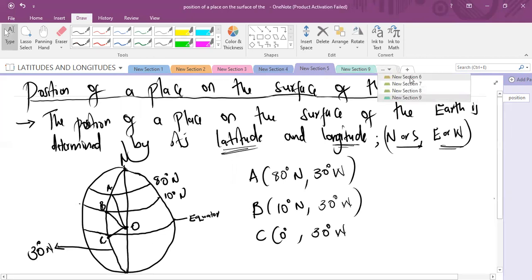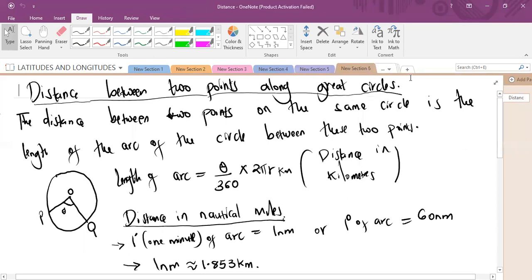Next, distance between 2 points along great circles. Now, in order for us to get the distance between 2 points along great circles, we've already looked at 2 great circles. We've already looked at the equator as a great circle, and we've also looked at the meridians, which also divide the Earth's surface into 2 hemispheres. So the distance between 2 points on the same circle is the length of the arc.